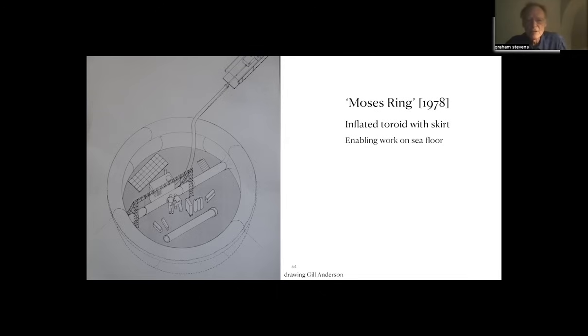At the same time, with the technology, we were designing industrial equipment. This is an idea that goes along with oil pollution booms, which I worked on for a few years with a firm called Skimex for oil pollution boom technology. This is an idea I called a Moses ring, for making a hole in the sea. It's a torus with a skirt hanging underneath, which you could then pump out the water to get access to the seabed.